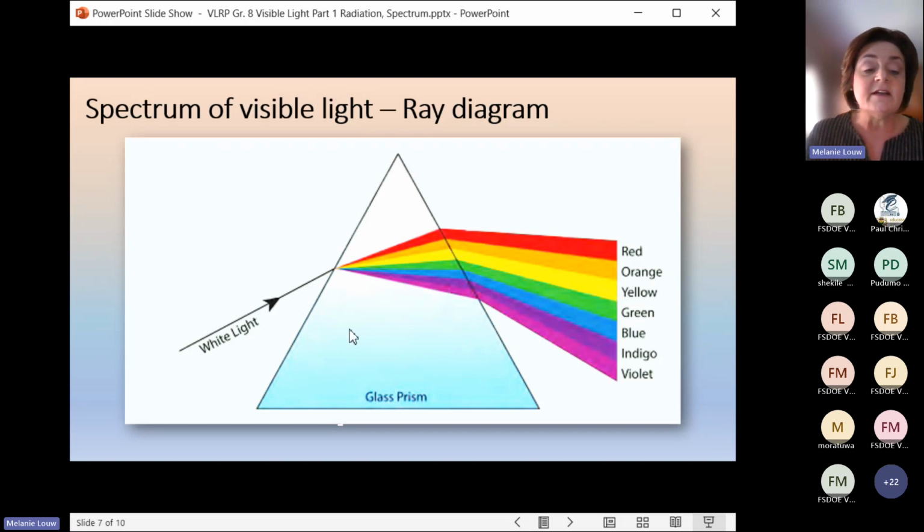So in this diagram, you have a triangle for the glass prism, and then there's a ray of light, a line with an arrow indicating the white light, and then you can see inside the prism, the light is being dispersed, and where it exits the prism on the other side, the right-hand side, you can see the 7 colors: red, orange, yellow, green, blue, indigo, and violet, the 7 colors of the spectrum or the rainbow.